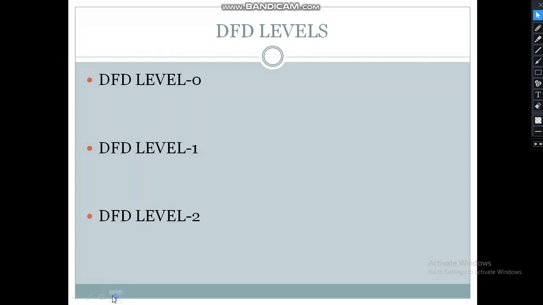Next, DFD levels. A DFD diagram can be represented in different levels, mainly three levels: level 0, level 1 and level 2. DFD level 0 represents the context of the system, meaning which components are the main ones in a particular system. For example, consider an ATM system. The ATM system has mainly two components: one is the user component and another is the ATM component.